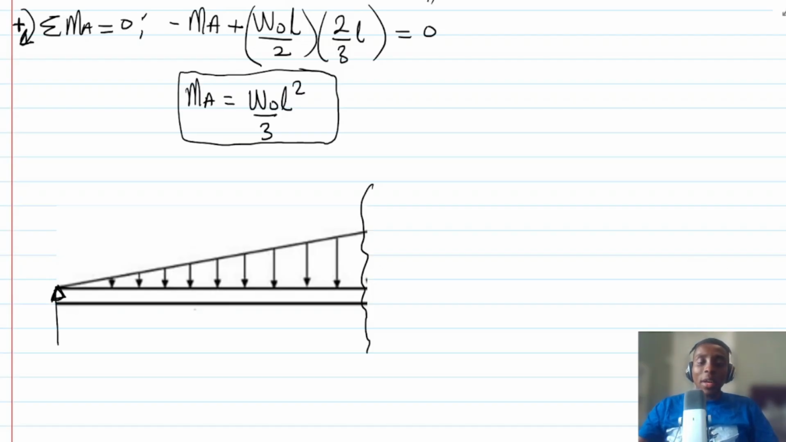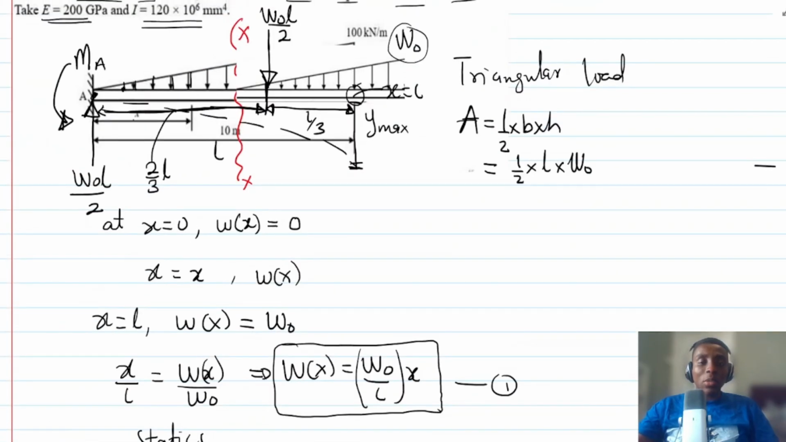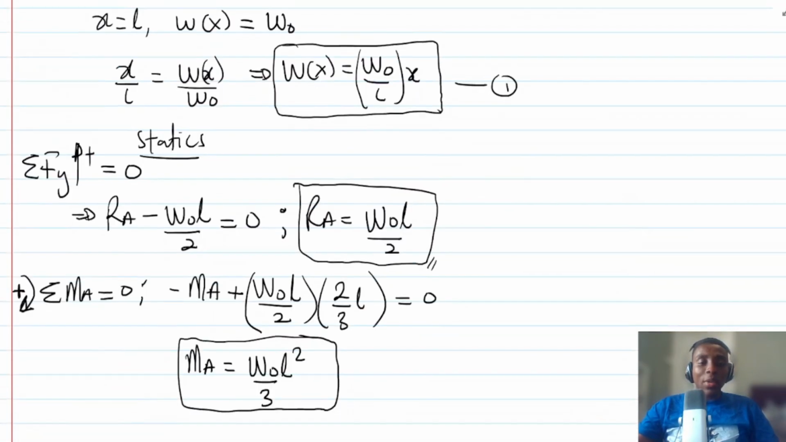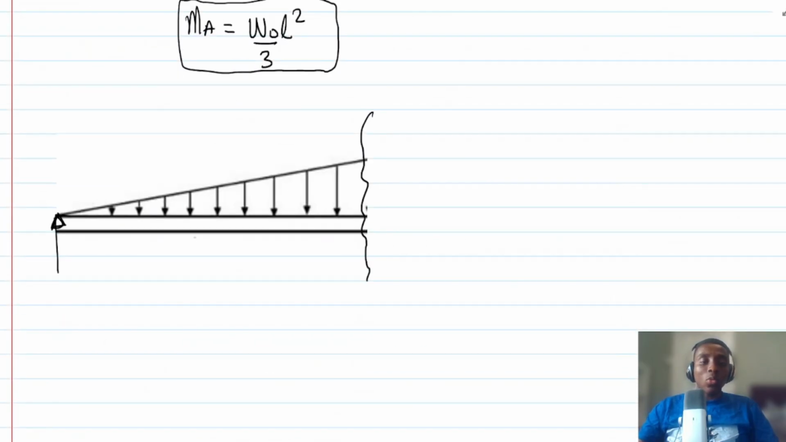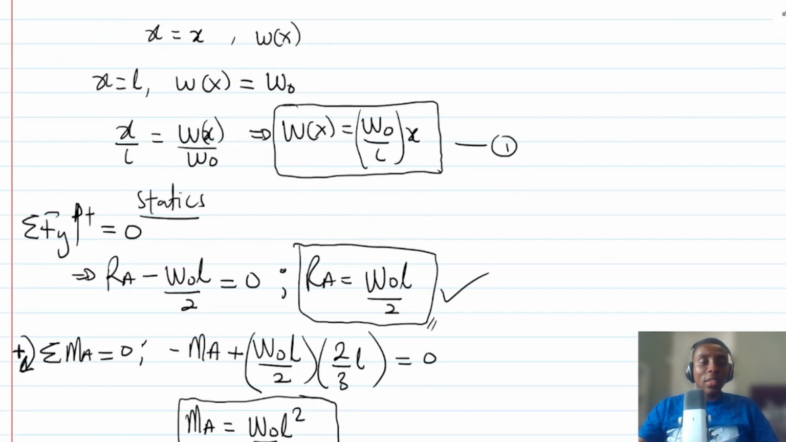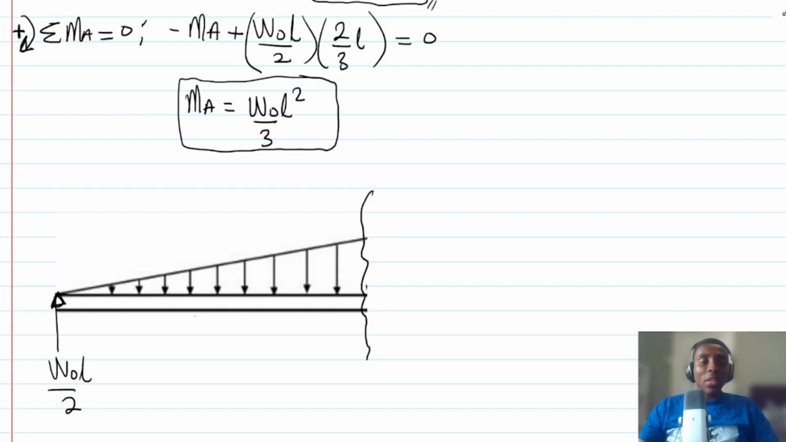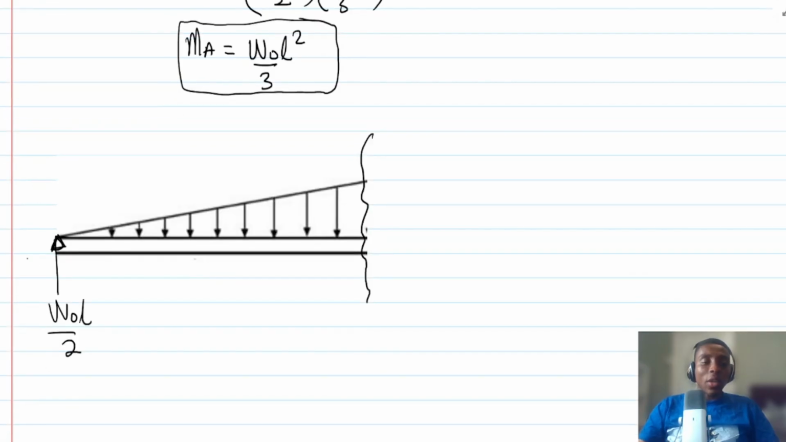And what did we say the reaction was? We said the reaction RA is this one, W naught L over 2. So W naught L over 2, that's the reaction. And then we said that there is a restraining moment at A, and that restraining moment MA is coming this way. So that moment is also W naught L squared over 3, right?